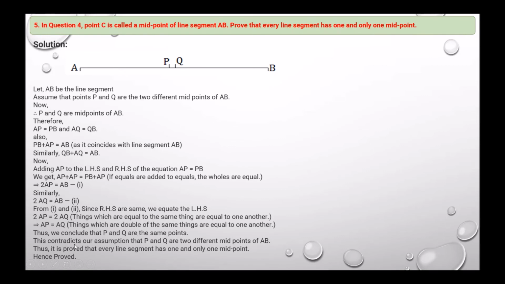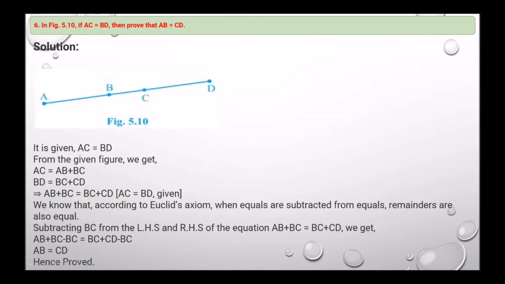Thus, we conclude that P and Q are the same point. This contradicts our assumption that P and Q are two different midpoints of AB. Thus, it is proved that every line segment has one and only one midpoint. Hence, it is proved.